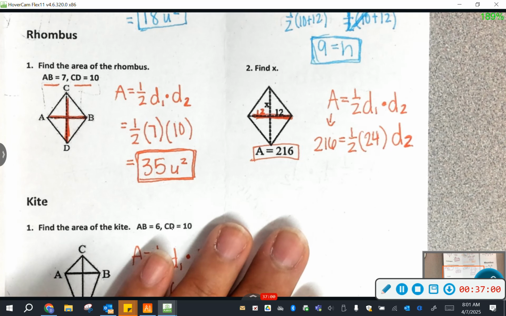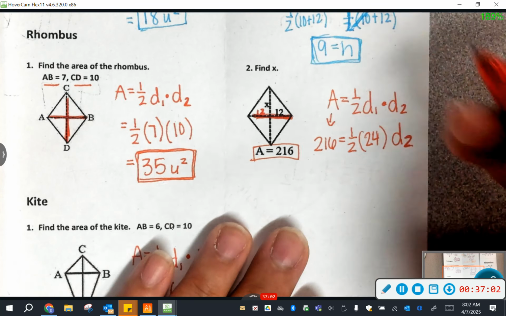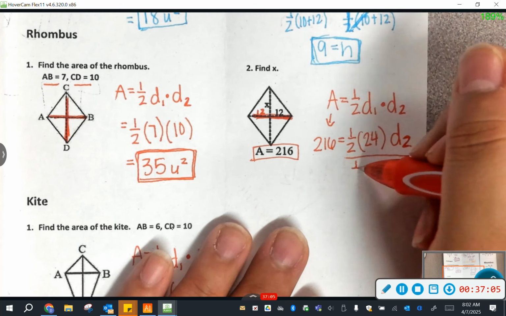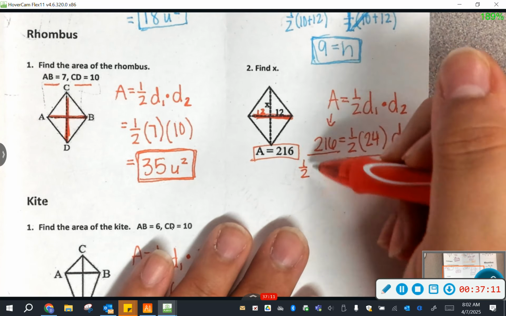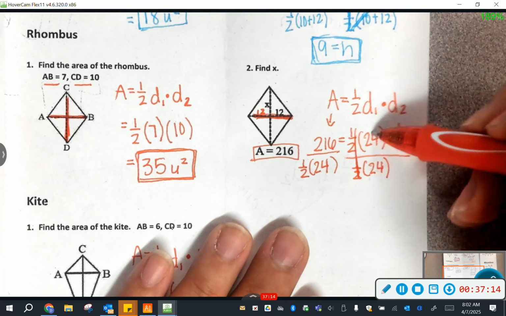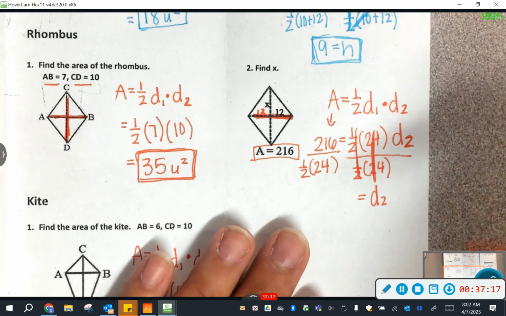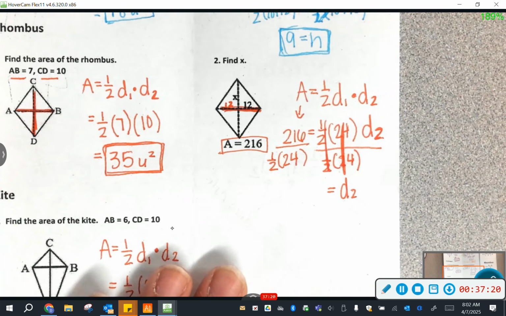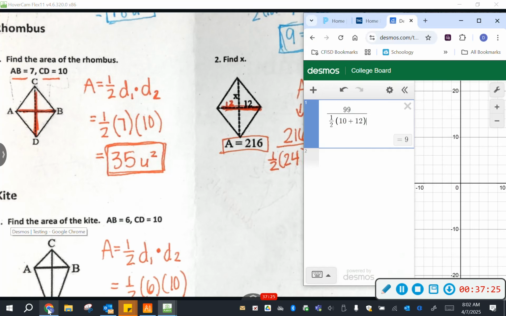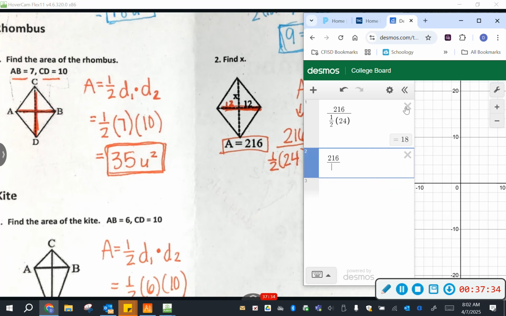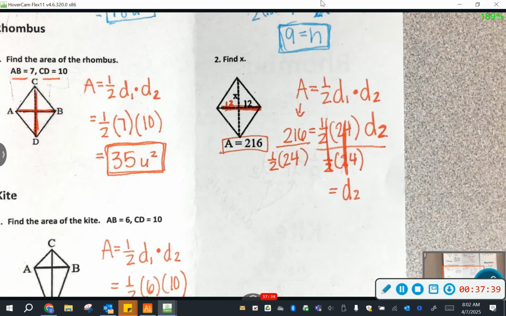I have to find the second diagonal. What am I going to do? I want to get D2 by itself, so I'm dividing. And what's half of 24? So you could either divide this by 1/2 of 24, or you could divide this just by 12. You're going to get the same answer. So what's my second diagonal? 18.